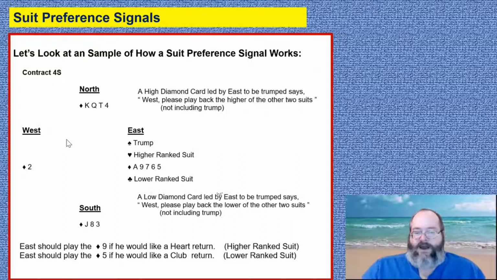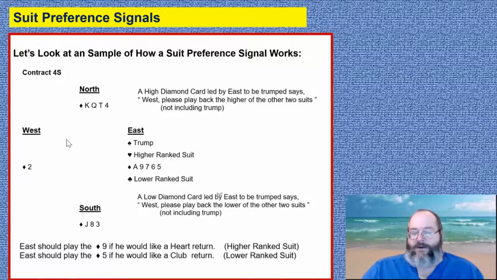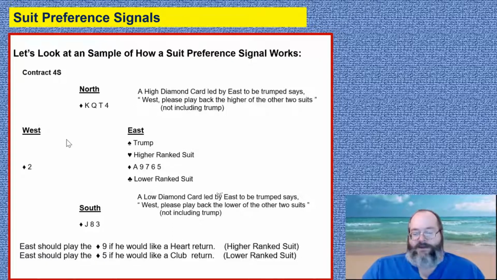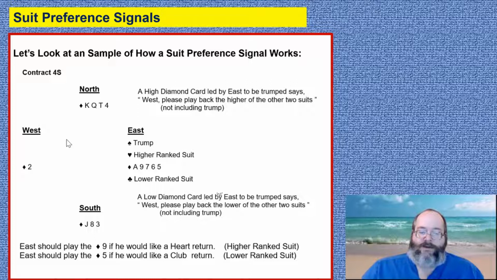The 9, 7, 6, 5. Those cards are not doing you any other good, so there's no need to conserve them. You should give a message with them. So the higher rank suit, hearts, is the 9. The lower rank suit is the 5.